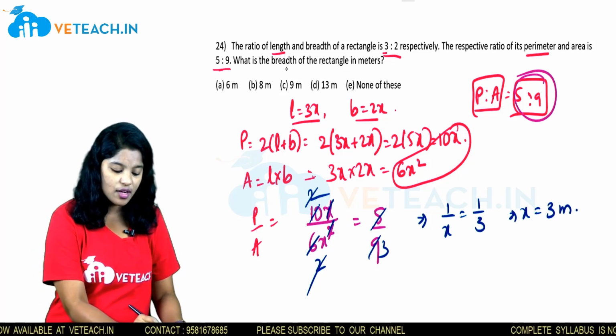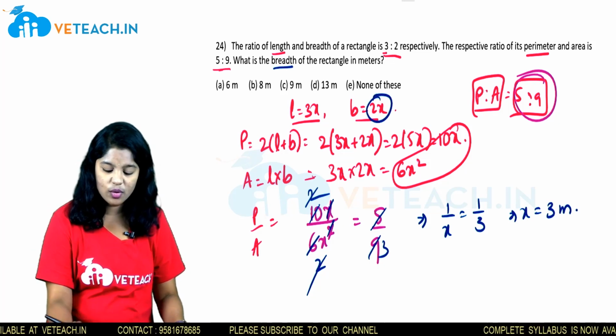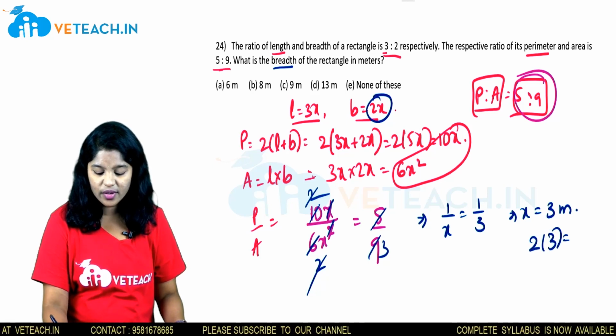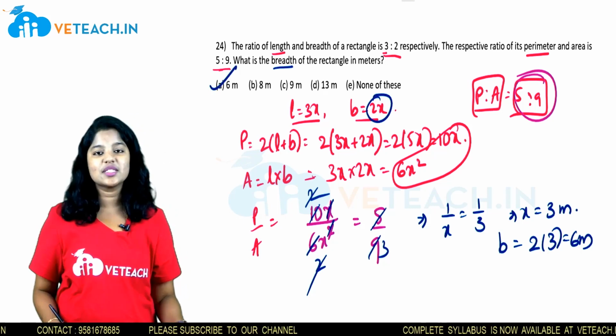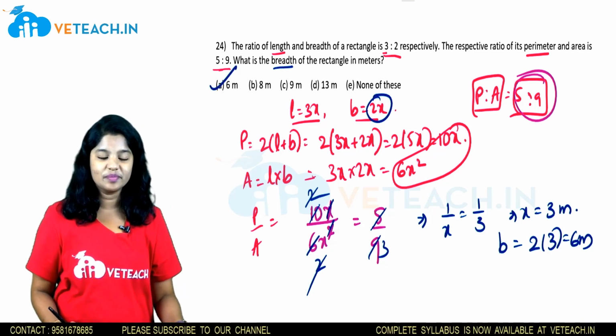Now we have to find out the breadth. Breadth is nothing but equal to 2x. So 2 into 3, 6 meters is our breadth value. So option A, 6 meters, is our correct answer.